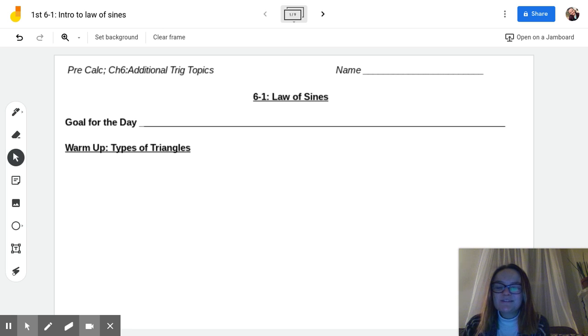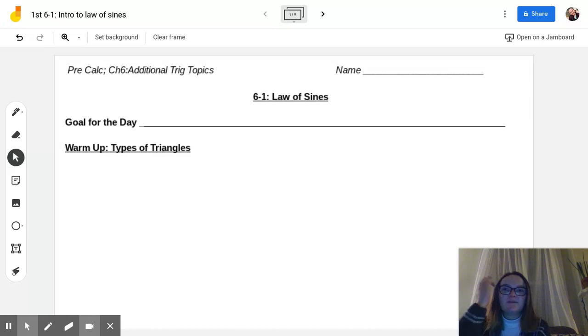Good morning, Pre-Calc. So today we are going to be starting a brand new chapter. We're going to start chapter 6. We're going to start with something called the law of sines today. So basically our goal for the day would be able to use law of sines to solve trig functions. So we're going to start up with a warm-up.